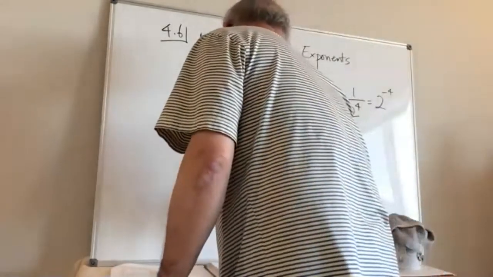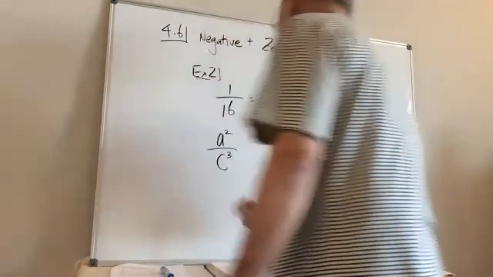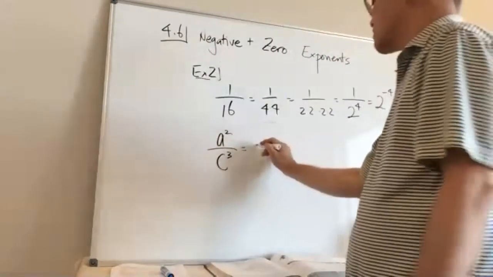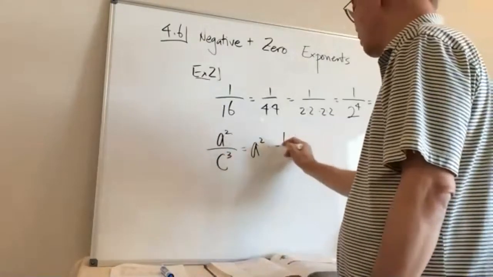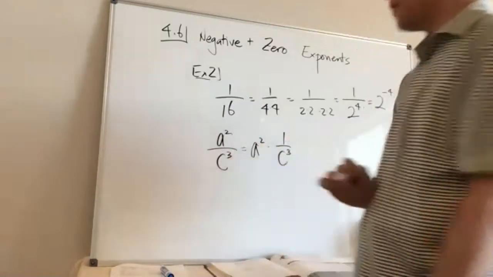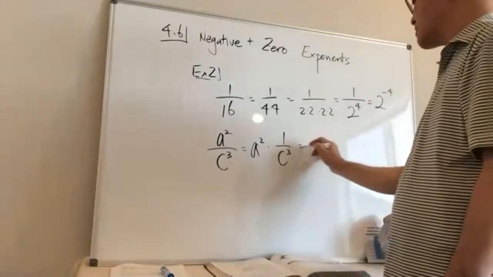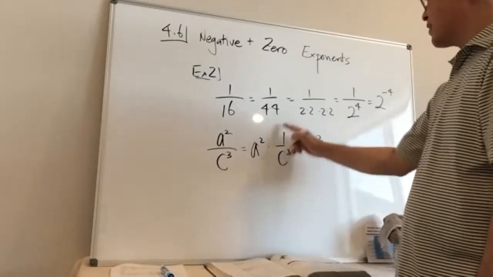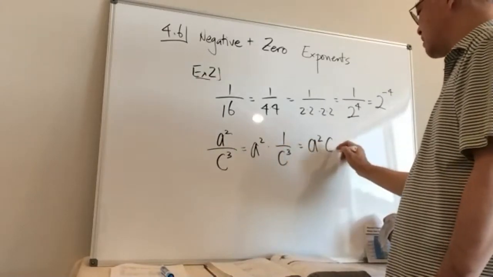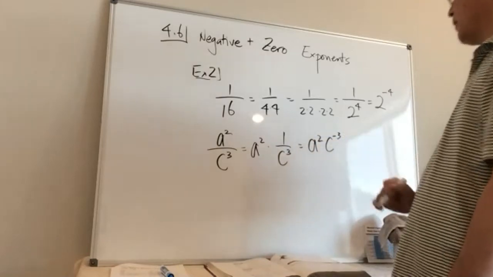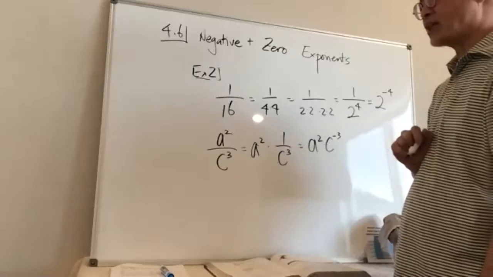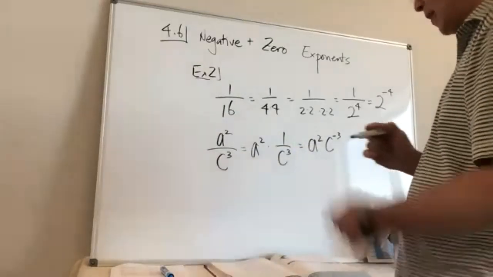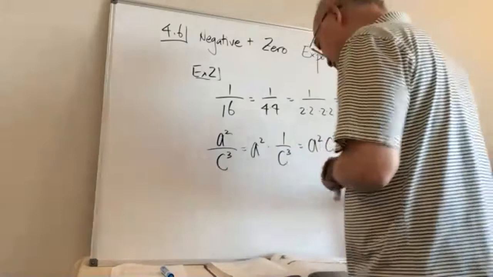And we have a squared over c to the 3rd. On this one, the a squared stays the same. There's nothing we can do with that. Over here, this is times 1 over c to the 3rd. So this is going to be the same as a squared, and this guy here is c to the negative 3rd. So again, now I've expressed it without using a fraction bar, right? So that's example number 2.